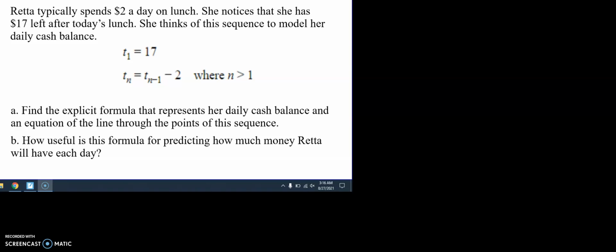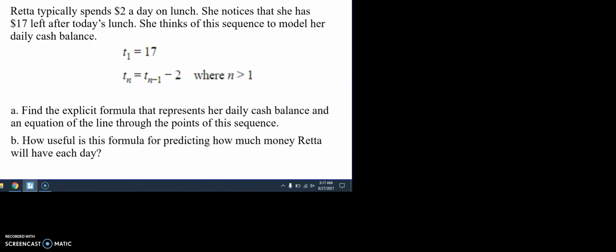And then how useful is this formula in predicting how much money she has? So can we use this formula to help us figure out how much money she has in 10 days, for example, or can we figure out what she will be at in 25 days, for example. At some point, obviously, she's going to run out of money. So write the explicit, write the linear, and then how useful do you think the explicit formula is in predicting the amount of money she'll have? When you're finished, turn the video back on.